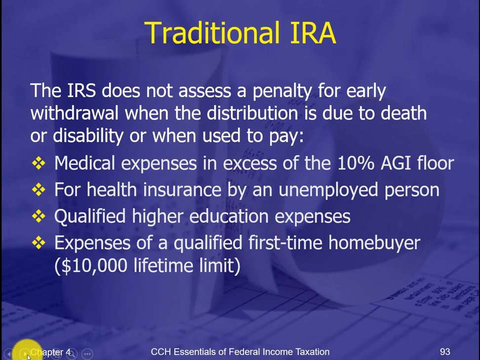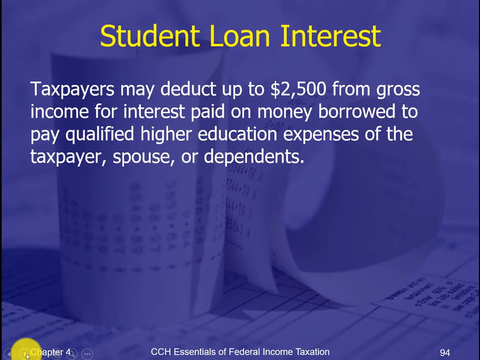If you pull your money out of an IRA early, you're going to pay a penalty for early withdrawal, unless it is for death or disability, or to pay medical expenses, health insurance, higher education expenses, or a first-time home buyer. So there are some exceptions that will get you out of the penalty. You're still going to have the income tax on the withdrawal, on all of those. That only gets you out of the penalty tax.